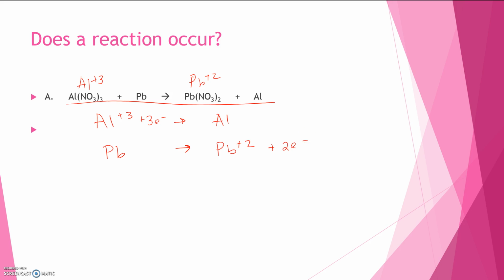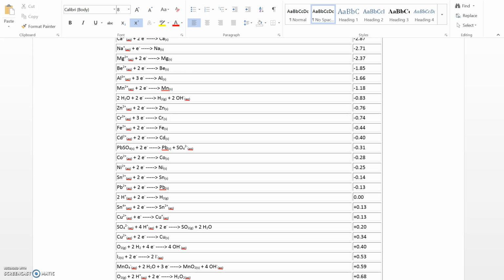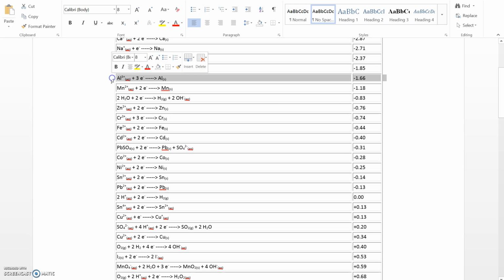And so now I need to take a look at my table of standard reduction potentials. So here's my table. And if I look here, here's my aluminum one. Notice that it's written in the same way. It's written as a reduction reaction, just like I have. And so I know that that voltage is negative 1.66. Move down here, and I can find my lead reaction. Notice that it's written as a reduction one, but I have it written as oxidation. And it's also negative 0.13 in this direction.